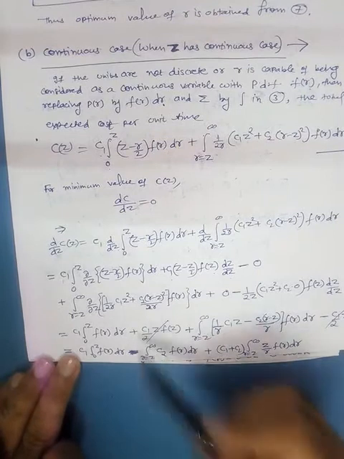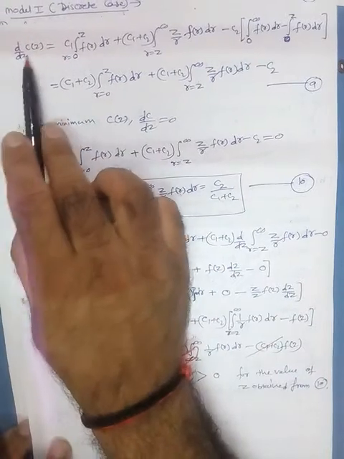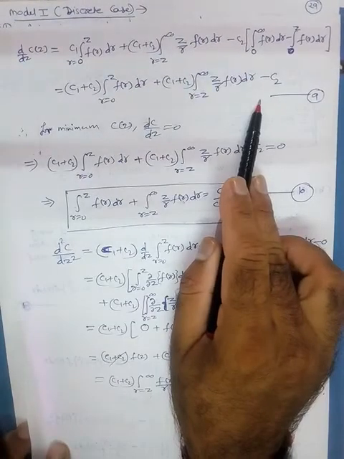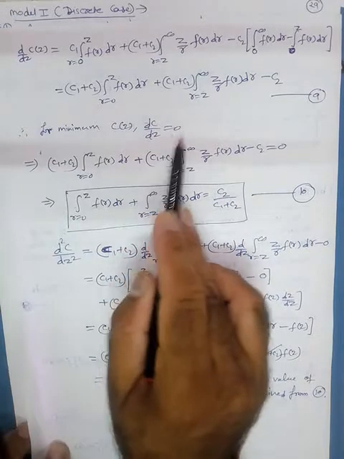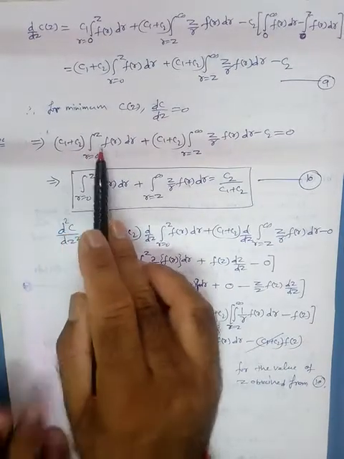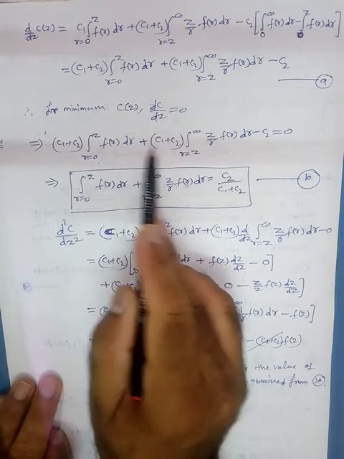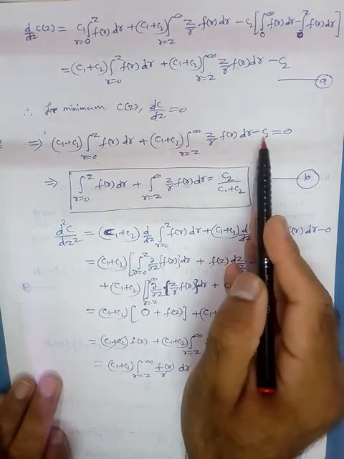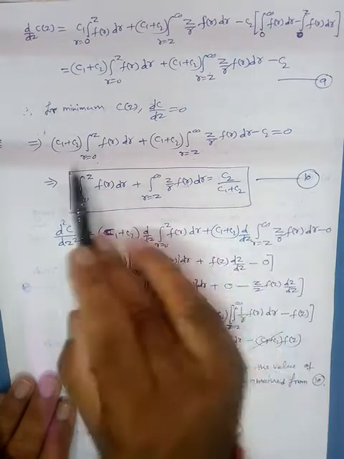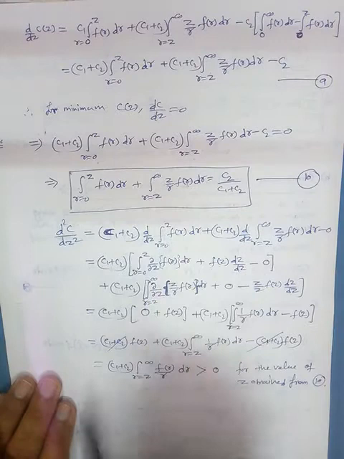So after assembling this and simplification, here we get dC by dz is equal to this. Fine. So for the minimum cost, we get dC by dz equal to 0, which is C1 plus C2 integral r from 0 to z of f of r dr, plus C1 plus C2 integral z to infinity of z by r fr dr, minus C2 is equal to 0. So take this C2 to the right hand side and then divide by C1 plus C2, so we get this.